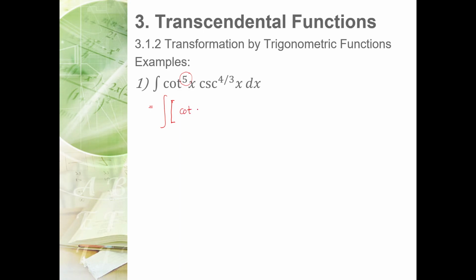So cotangent 4x, cotangent x to the fourth, and then this time we have cosecant x. So take 1 from 4/3, that would be 1/3. And then cosecant x cotangent x dx. So again, if we try to expand it again, the given equation is equivalent to the first equation.